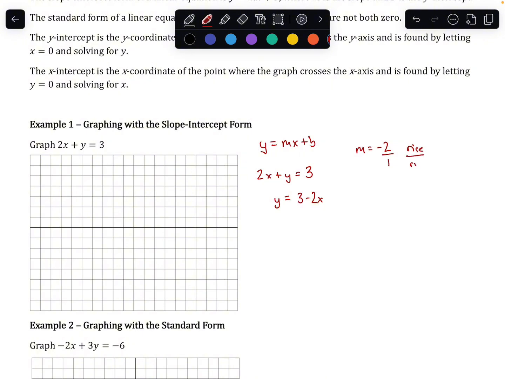Might make it easier for you guys. And my b, or my y-intercept, is 3. So what that means is we're going to intercept at 3 on the y-axis. We're going to go down 2, we're going to go over 1. We'll connect the dots. And we'll label it. So we have 0, 3, and we have 1, 1. That is graphing with slope-intercept form.